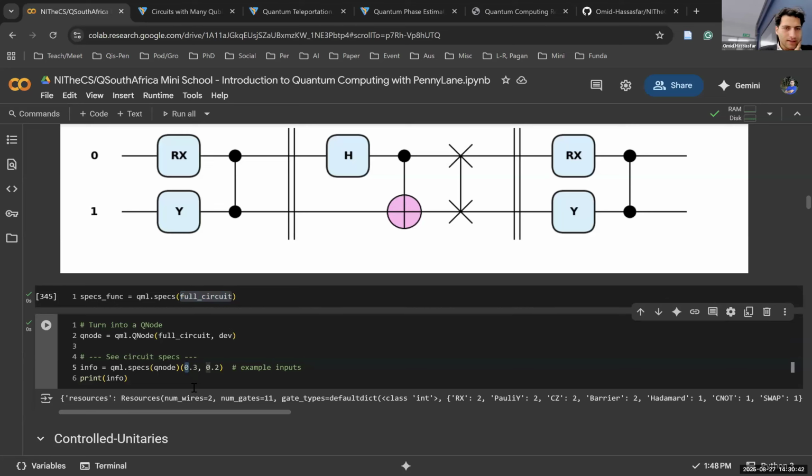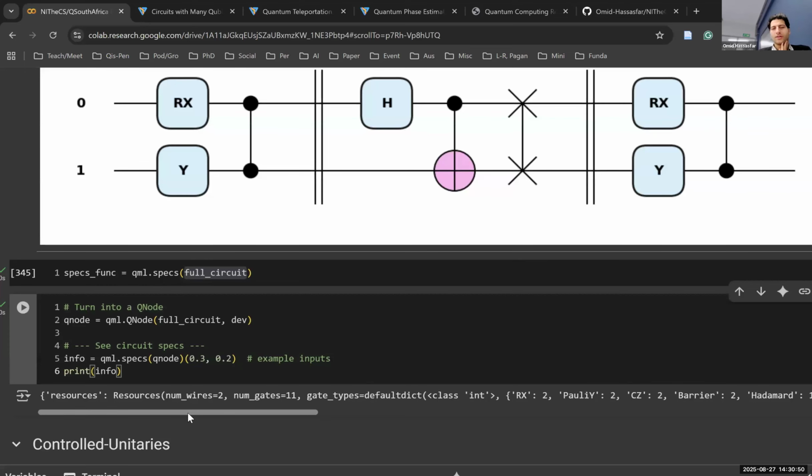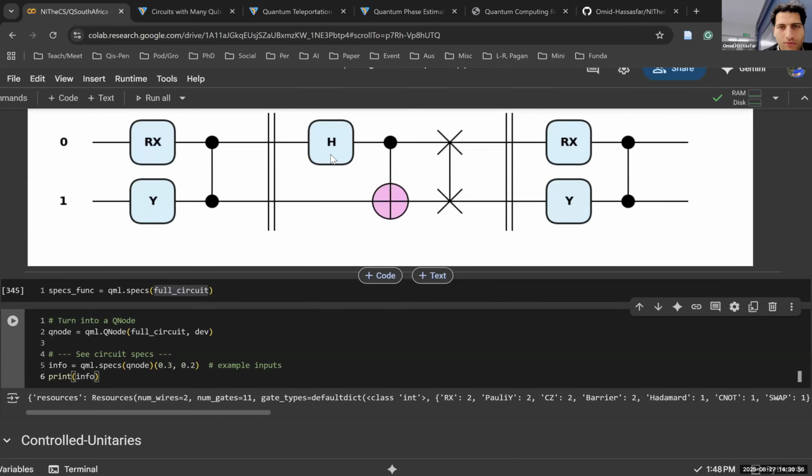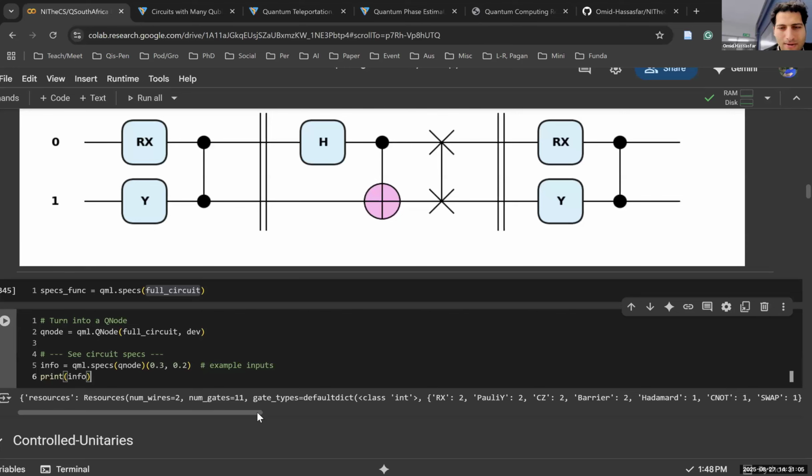Again, I put this as a parameter, and if you just run this, you get a lot of information. Number of wires, of course, is the number of qubits. Number of gates, 11 gates, apparently, 1, 2, 3, 4, 5, 6, 7, 8. Probably they consider, I think, the barrier as a gate as well. I need to check it again.